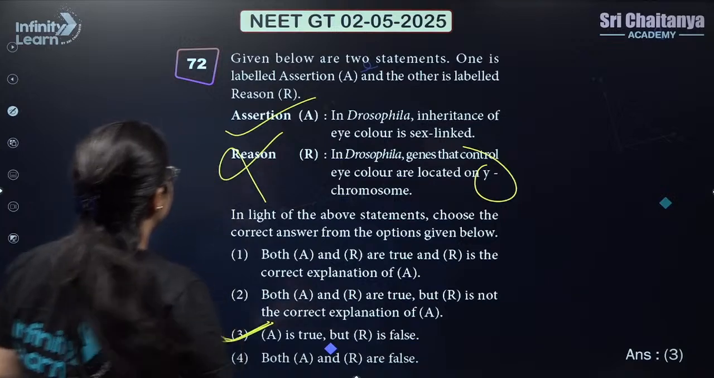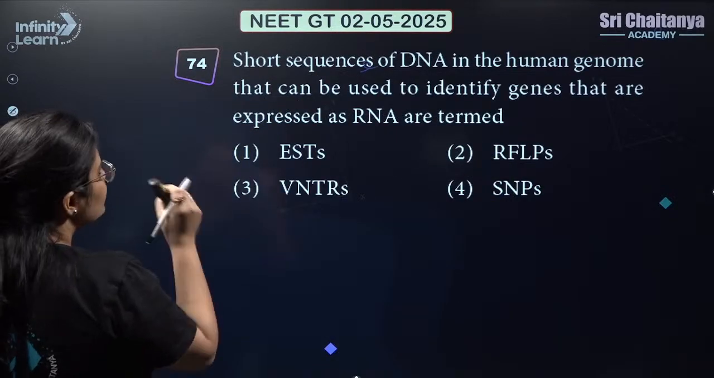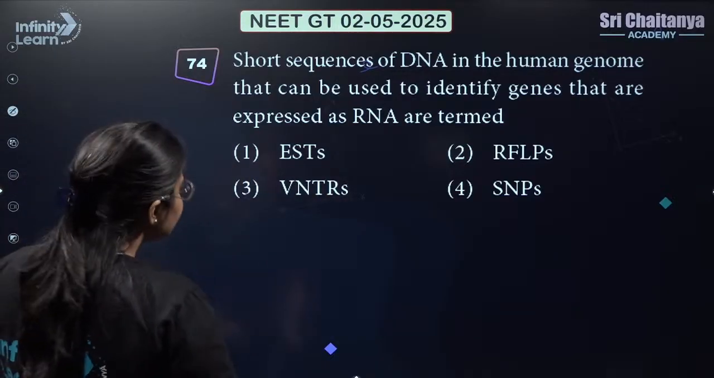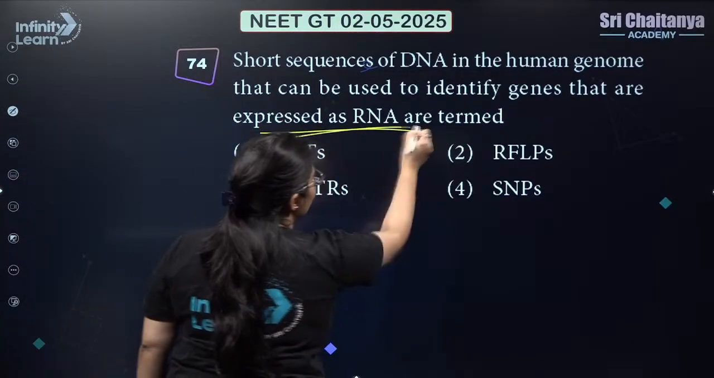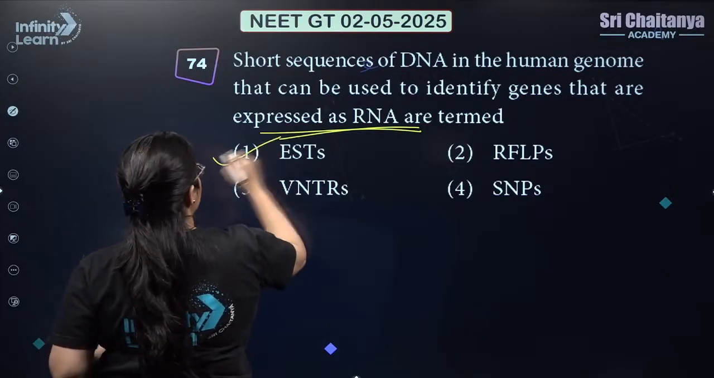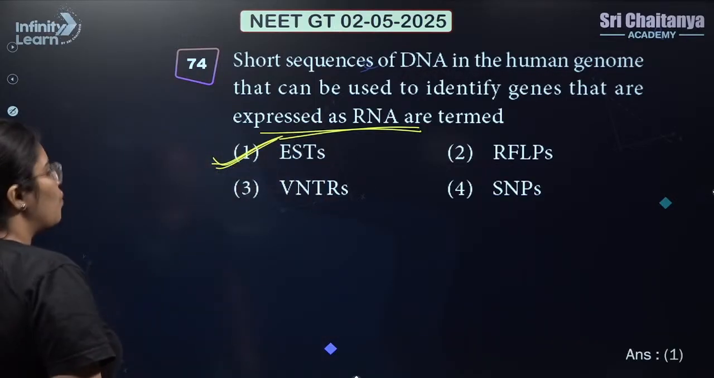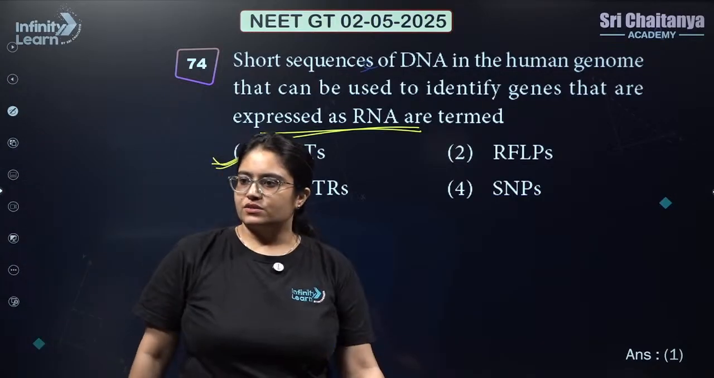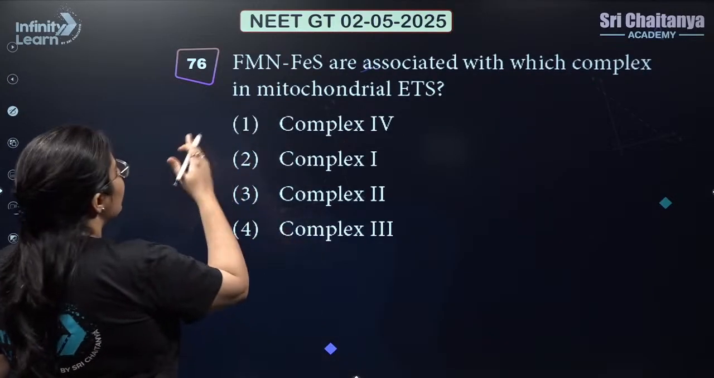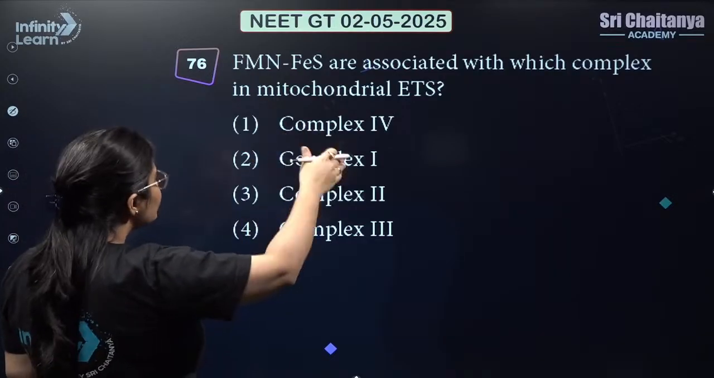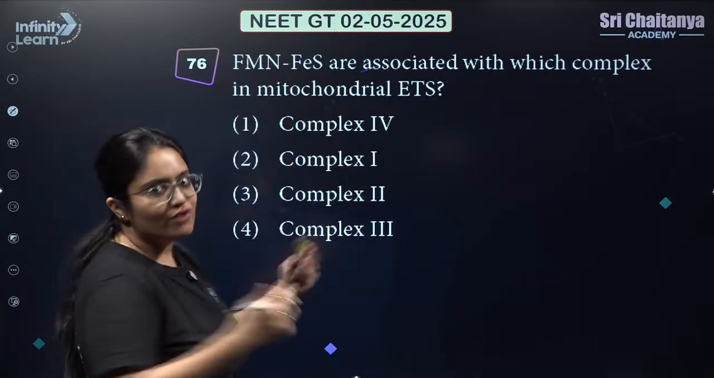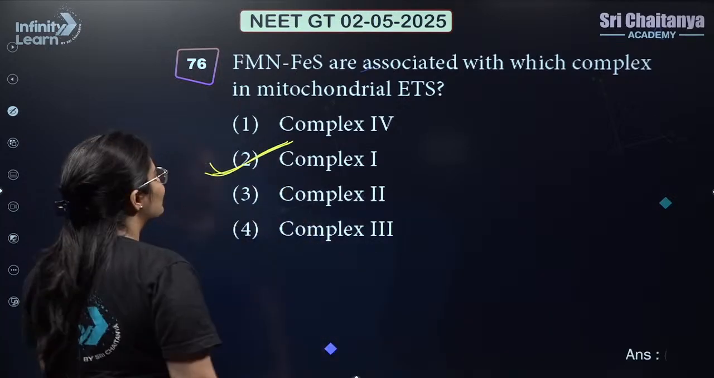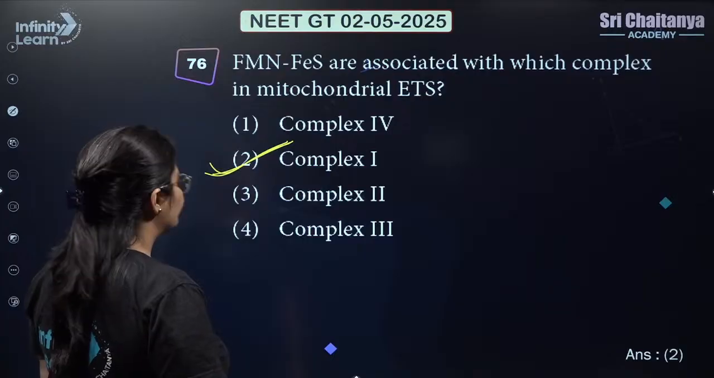Next question. Excellent. Short sequences of DNA in the human genome that can be used to identify genes that are expressed as RNA are termed ESTs, expressed sequence tags. Answer is 1, ESTs. Next question. FMN and FeS are associated with which complex in the mitochondrial ETS? Very simple, complex number 1. So your answer is 2. Complex number 1, answer is 2.